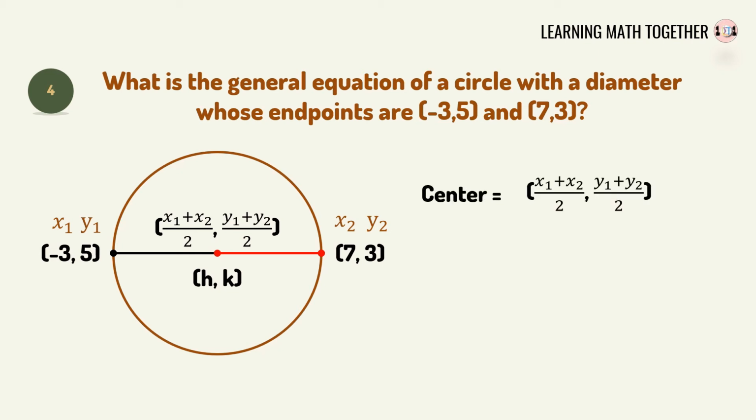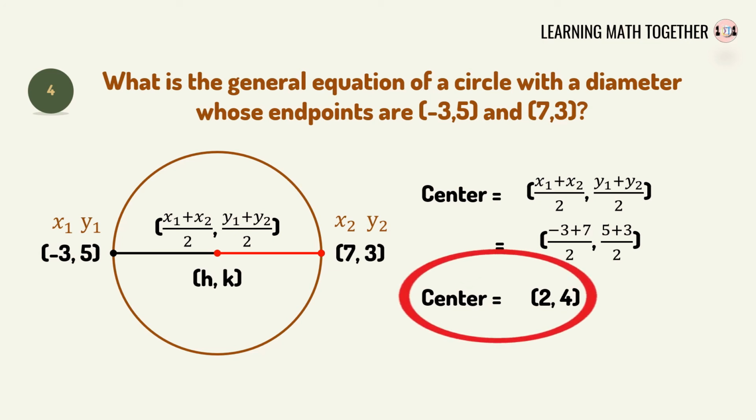So we have this formula. Add the x coordinates, divide it by 2, add the y ordinates, and divide it by 2. So the center is equal to -3 plus 7, that's the value of the x coordinates, and then divided by 2. And then the value of the y ordinates, we have 5 plus 3, and then divide also that by 2. Simplify this one further. Center is at positive 2 and 4. So this will be the center of the circle.